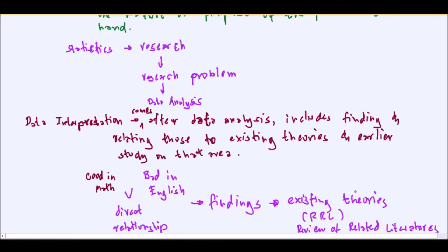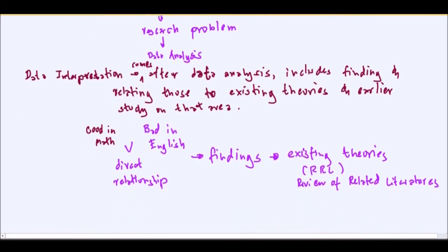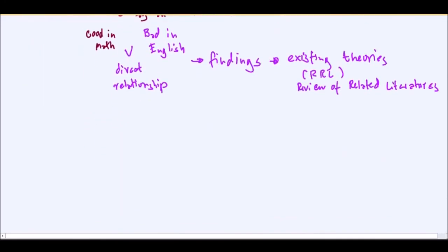If your findings are in agreement with the existing theory, you cite the factors or the characteristics of your data or of your findings that are in agreement with the existing theories. If it is against the existing theories, you will also cite the characteristics or the factors of your findings. Okay, so those are the branches, or the processes, in statistics.